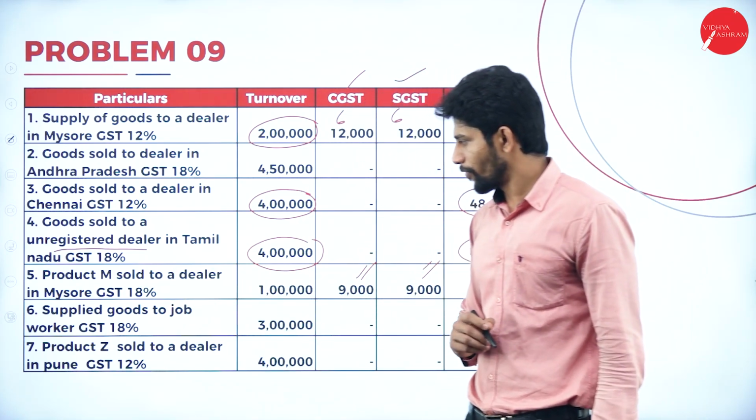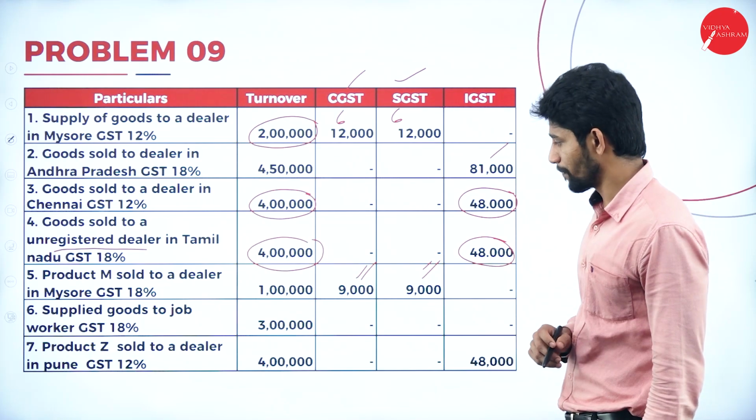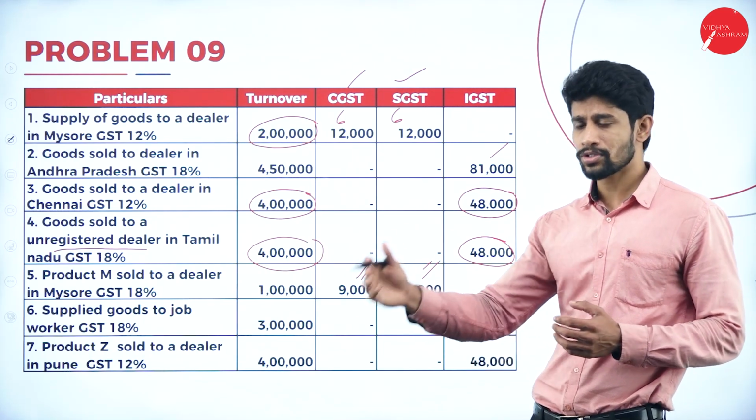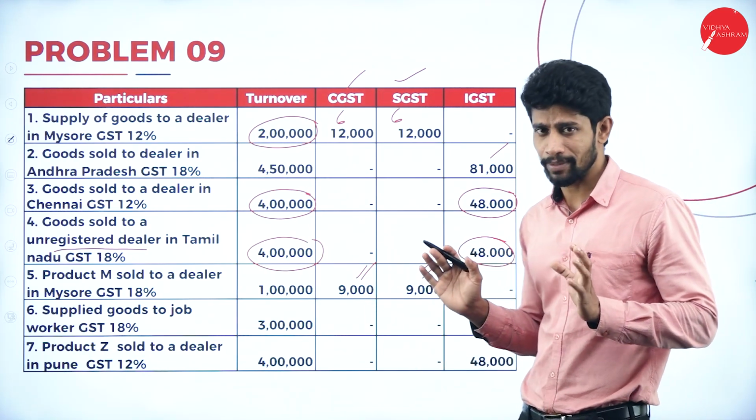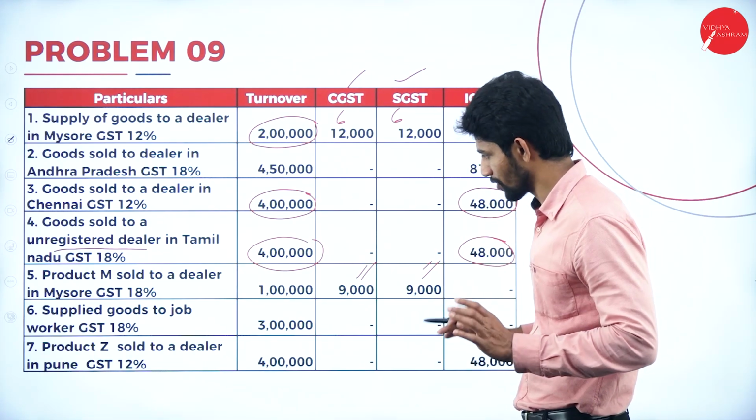Supplied goods to a job worker, GST at 18%. So, I am supplying goods to the job worker, that's it. I am not selling the goods. So, no tax on it.